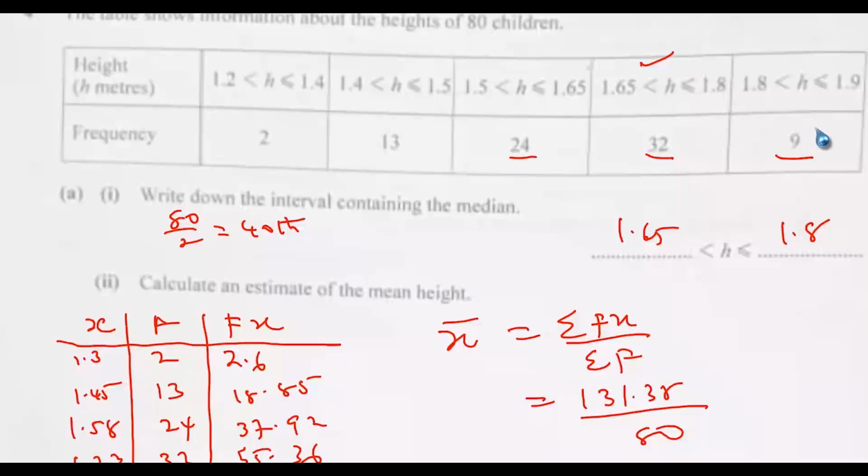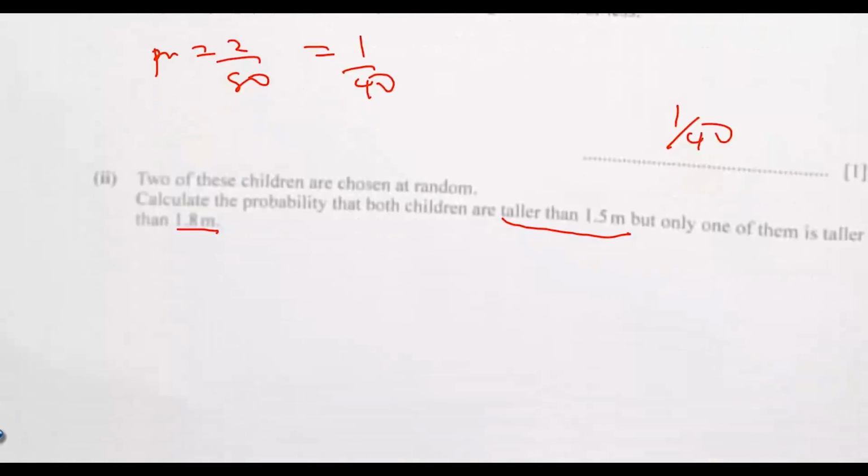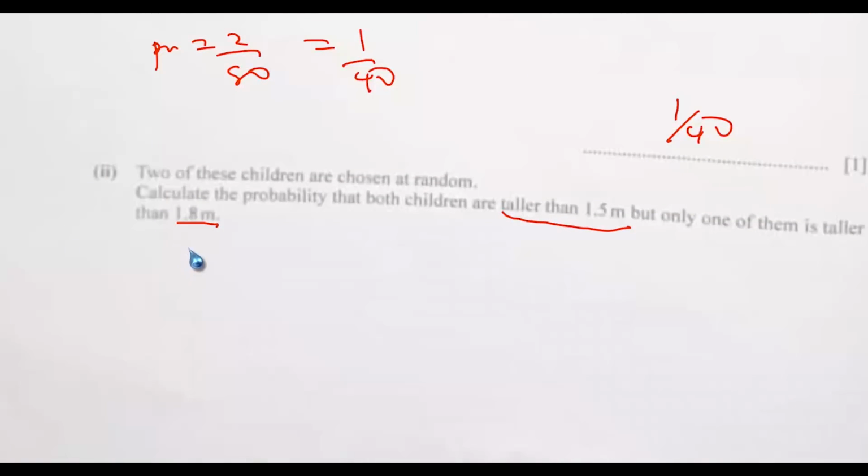So that means the first child will be selected from 9. So we are going to have 9 out of 80 for the first child. The second child could either be from here or from here. So that means the possibility is from these two for the second child. So that's 24 add 32. So I will go down and I will say the probability: the first child will be 9 out of 80 because this one is taller than 1.8.